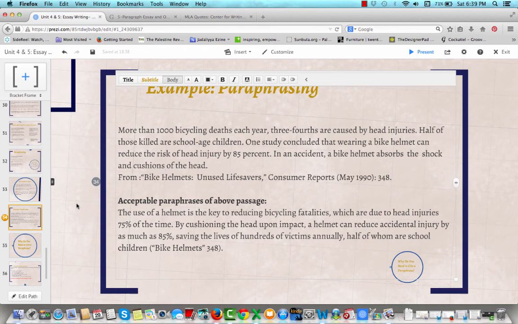Bike Helmets, page 348. Alright, guys, look at it, it's essentially the same thing. It's just worded differently. That's it. That's all you need to know, guys. Alright? So in paraphrasing, you're not removing maybe a few words here and there, or maybe changing children to teenagers, right? You simply are rewriting the whole thing in your own way.